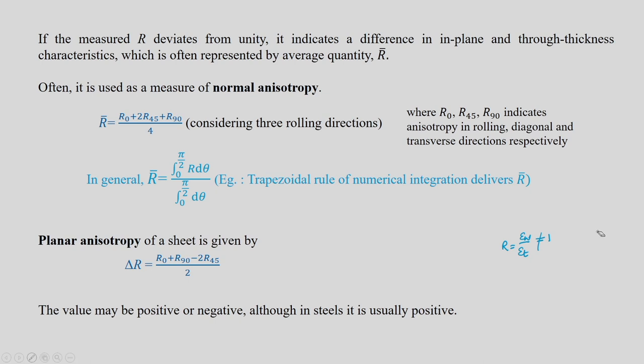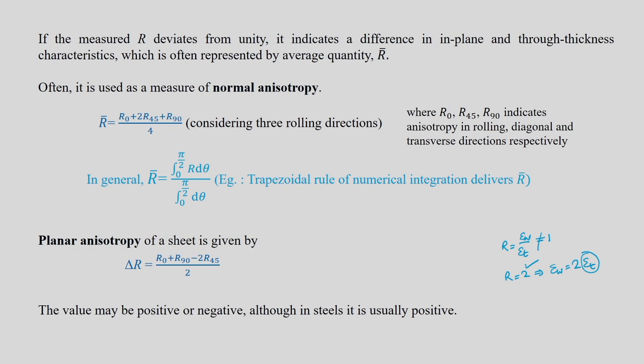R not equal to 1 indicates that the in-plane and through-thickness properties or characteristics are going to be different. Suppose R is equal to 2, which means that true width strain would be 2 times epsilon t, which means epsilon w would be double that of thickness strain. So the material is stronger in the thickness direction. That is why it will give lesser strain as compared to the width direction strain. That is why we say that if the R value is larger, it is good for deep drawability. Why? Because in the thickness direction the material is strong and it will resist thinning and tearing.